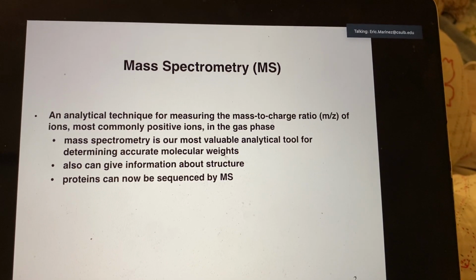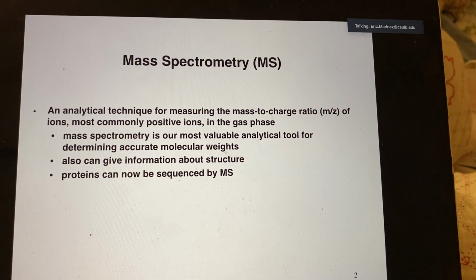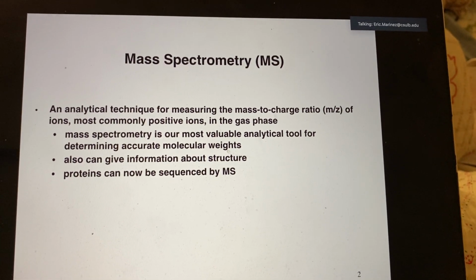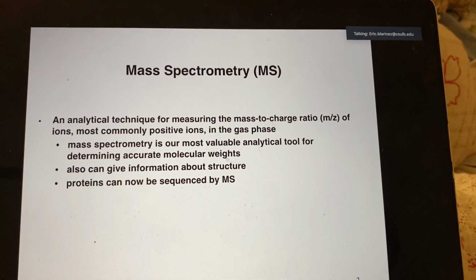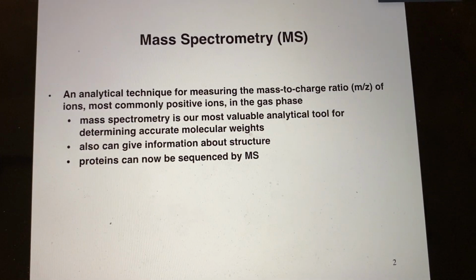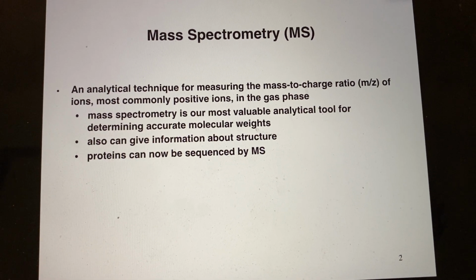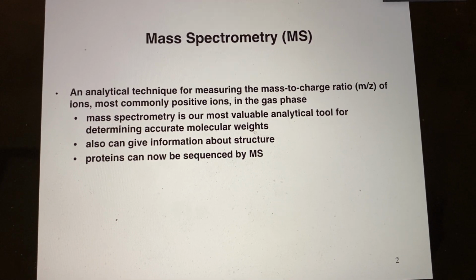Okay? So in some of the things I'm going to teach you, we're going to generate positive ions, but we're also going to generate neutral molecules. If it's neutral, we don't observe them. This technique specifically only works to measure mass to charge ratios of cations. Okay?